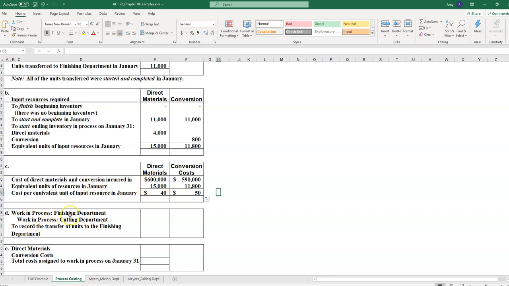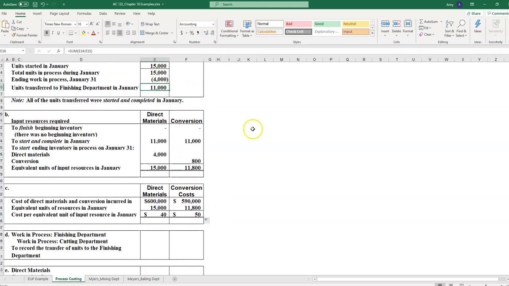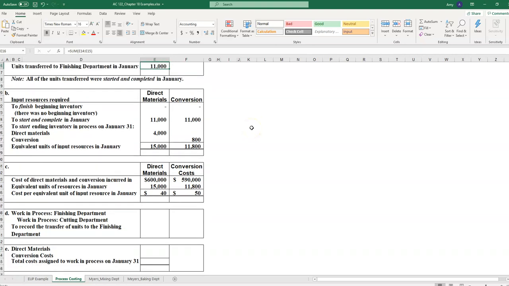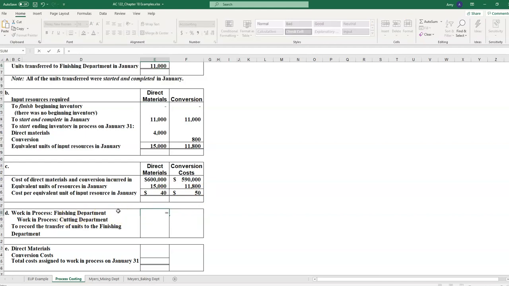We're going to calculate then how much the cost was that was transferred to the finishing department. We transferred 11,000 units to the finishing department. We just calculated that we have a $90 per unit cost. So for this journal entry, we're going to take 11,000 units times $90 per unit. That gives us a cost of $990,000 that was transferred to the finishing department.